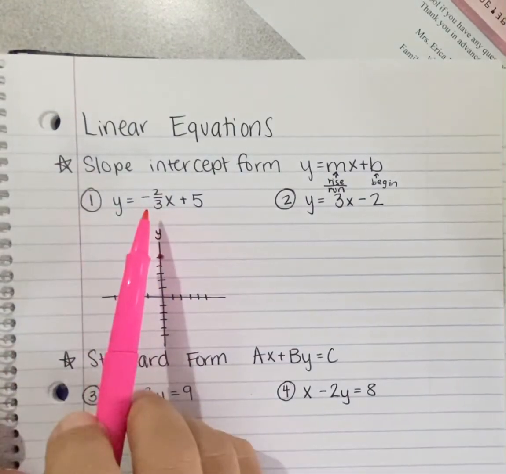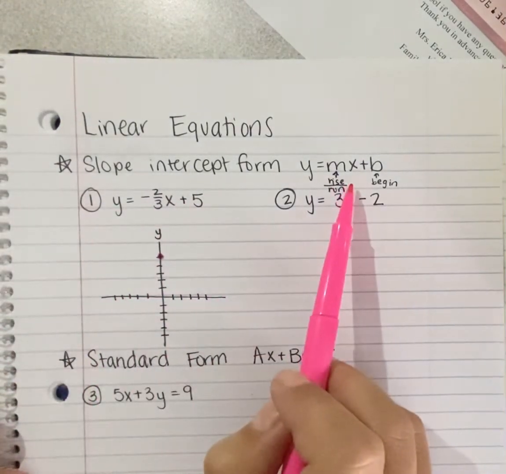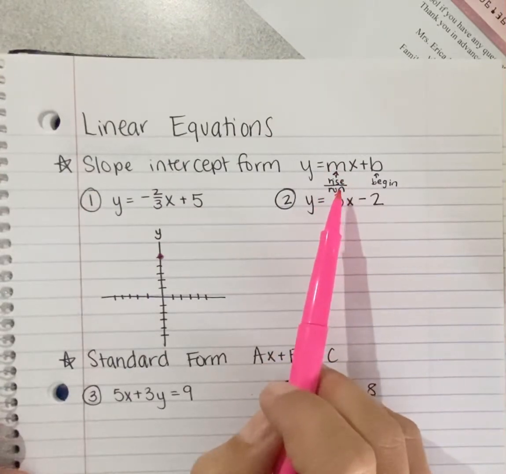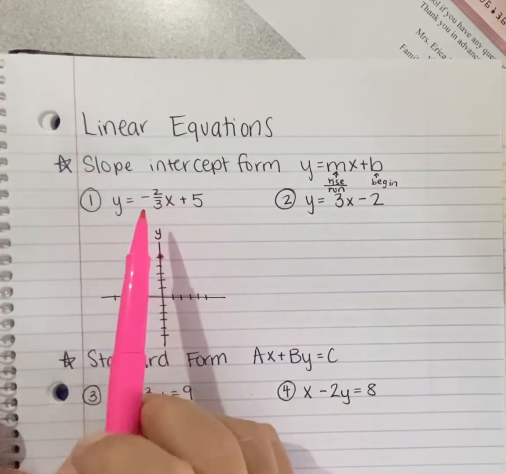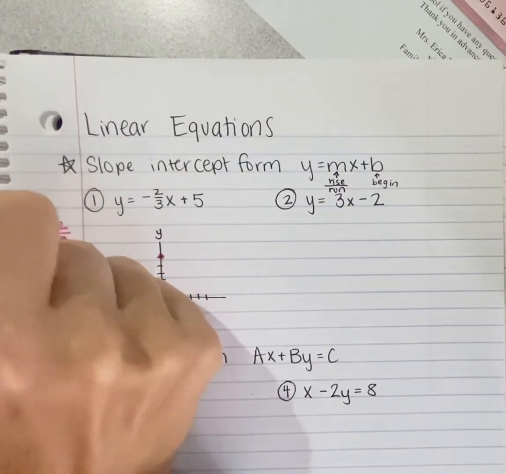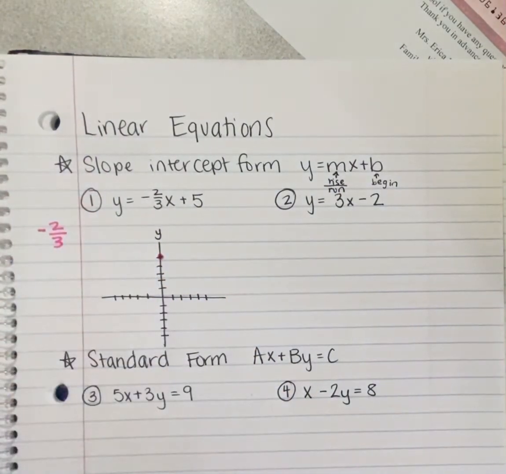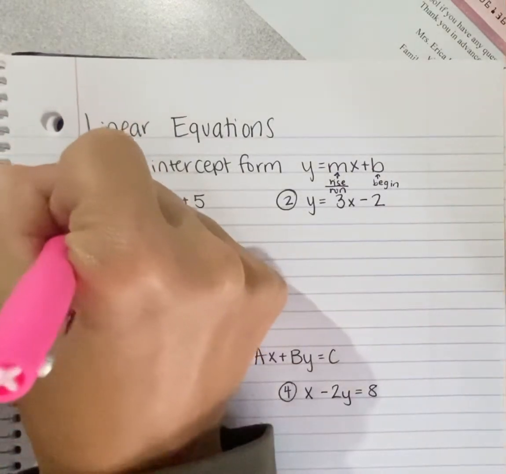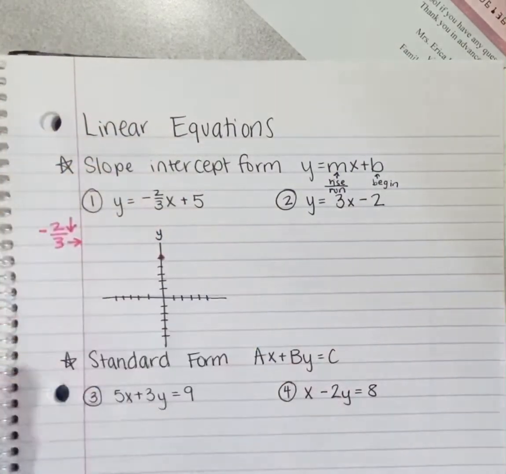And then my m represents my slope. That's how much I'm rising and running. The m represents how I am moving. Now, notice my slope is negative. So if I have a slope of -2/3, it's saying that that whole fraction is negative. What we do in class is we just take that negative sign and put it in the numerator. So I'm gonna say I'm going down 2 and I'm going to the right 3.